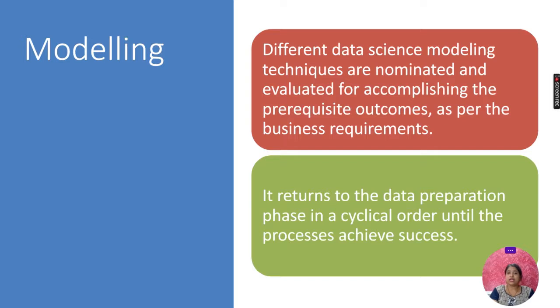Data modeling. Different data science modeling techniques are nominated and evaluated for accomplishing the prerequisite outcome as per the business requirement. It returns to the data preparation phase in cyclic order until the process achieves success. So if we find any problem during the modeling, then we can go back to the data preparation stage and process the data properly. We can rectify any error, just to ensure that the modeling technique will work on the data that is prepared.